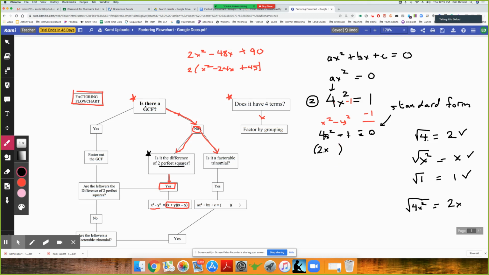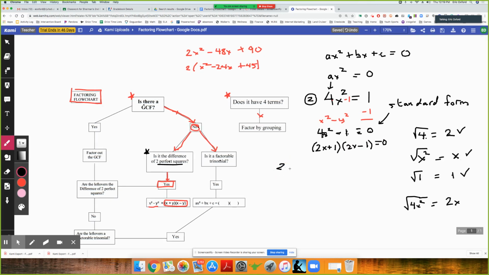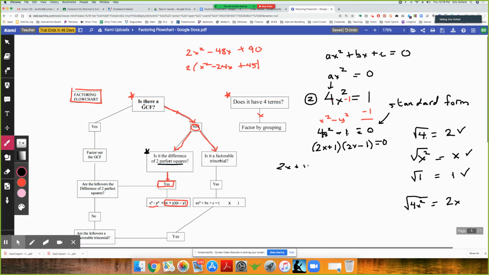And so the pattern is going to be x plus y, so the 2x plus, well, my square root of 1 was my y here, so that's 2x plus 1. And then the other side of it is 2x minus 1. That's how that would work out. Those are my factors, and then I would use the zero product property. 2x plus 1 equals 0, or 2x minus 1 equals 0.